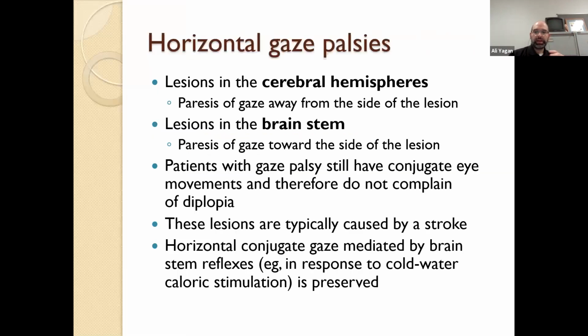Usually there are two collective centers in the brain that affect horizontal gaze palsies: the cerebral lobe centers and the brainstem center. Depending on where the lesion is, the gaze palsy happens. If it's in the cerebral hemisphere, the gaze palsy is away from the side of the lesion, so the patient cannot look into that direction. If it's in the brainstem, the patient cannot look towards the lesion.